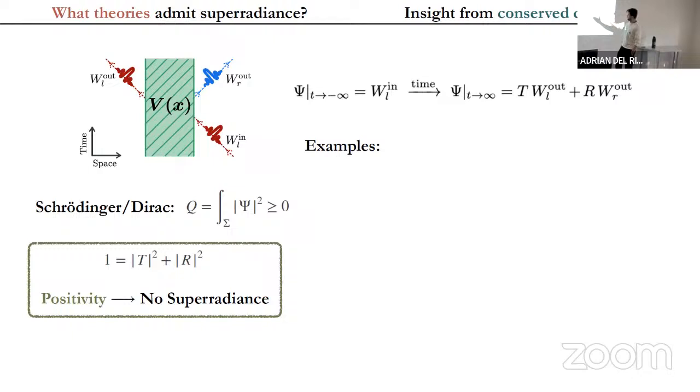Because the norms of this guy are always positive, because basically the product defined by this is positive definite. So positivity in this case implies that no superradiance occurs, right? So in this kind of theories, you can't have superradiance.